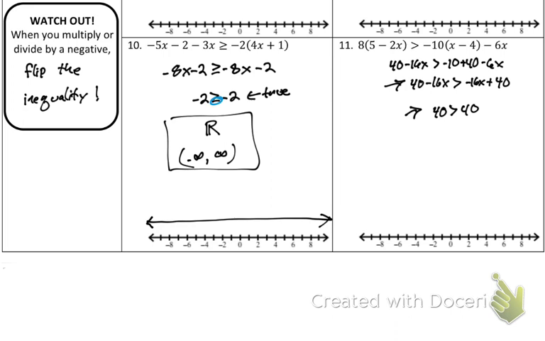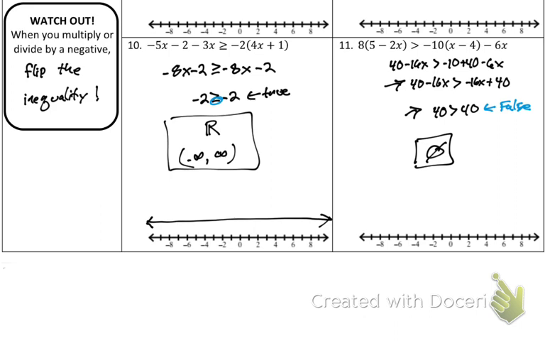But if we look at this one, it says that 40 is bigger than 40. 40 is not bigger than 40. This is a false statement. 40 is not bigger than 40. You have to have that equal to sign in order to have those all real solutions. So since this is false, we simply have to put there's no solution.